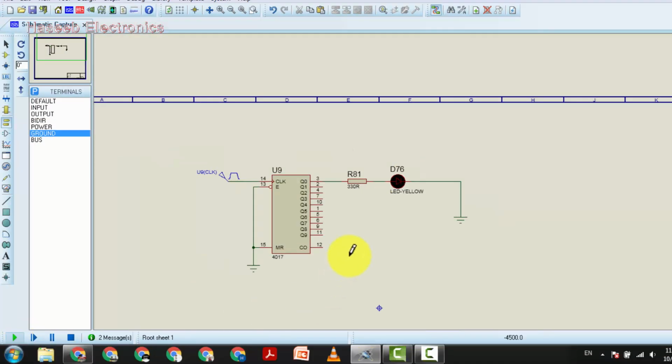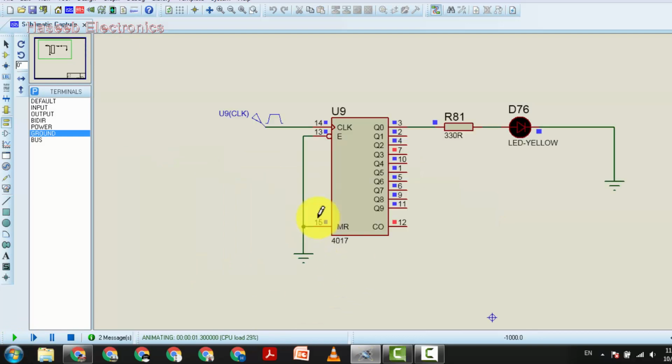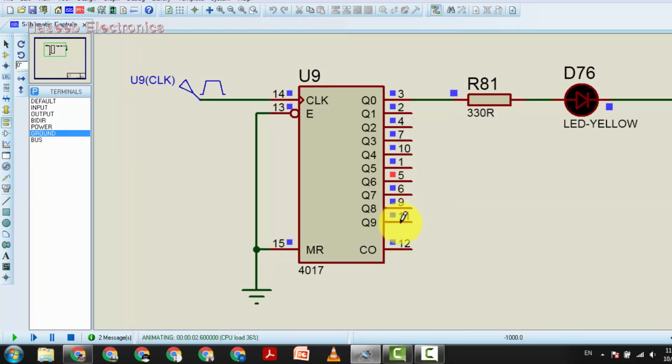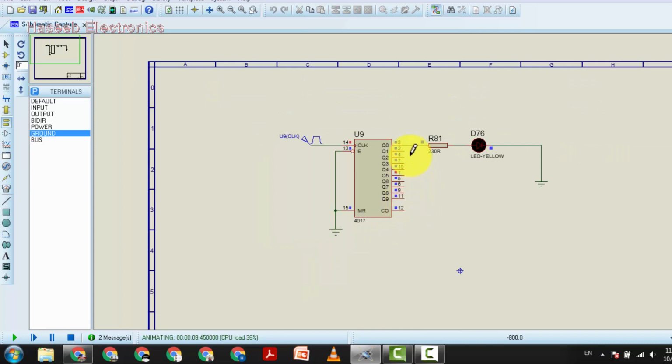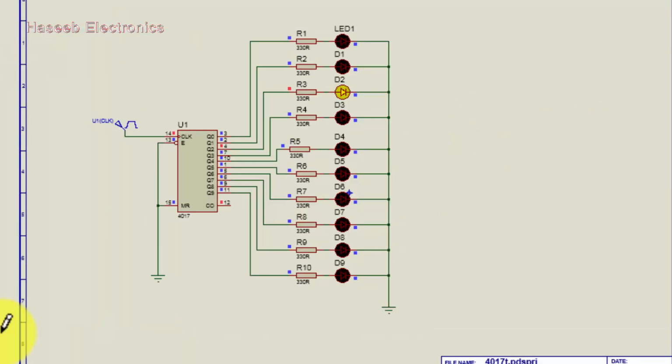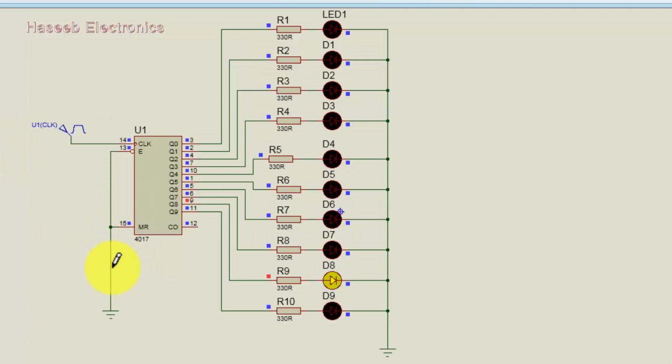We can simulate it. We can see the outputs are moving, but we don't have any LED there, so one LED is blinking after 10 cycles. Now we can connect the other LEDs in the outputs. Now I connected LEDs to ground. Carry output we will use in the next stage. Now after each 10 pulses it will start from 0, from the first LED. So it is working in this way.